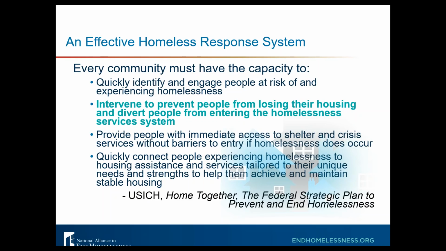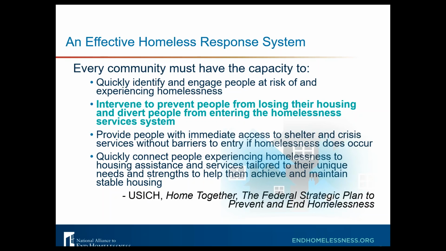The U.S. Interagency Council on Homelessness released a new federal strategic plan to prevent and end homelessness this year. If you haven't taken a look at it, it's called Home Together, and it is on the United States Interagency Council website. There are some parts of it that talk about diversion in your system, and the plan overall just defines what a successful system looks like.